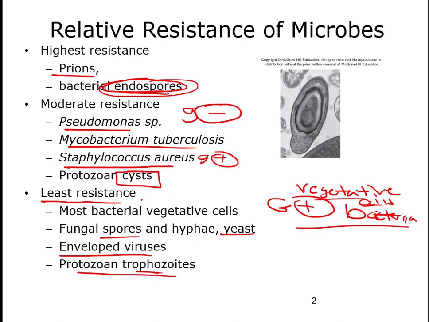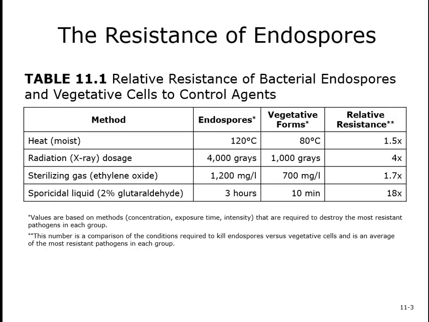So the main takeaway from this slide: endospores, extremely hard to kill. Gram-positive and vegetative, actively growing bacteria, easier to destroy. When a bacteria is actively growing, it's easier to destroy than if you have a dormant or an older, non-actively growing cell. This table is showing you the only ways that we can actually destroy endospores.